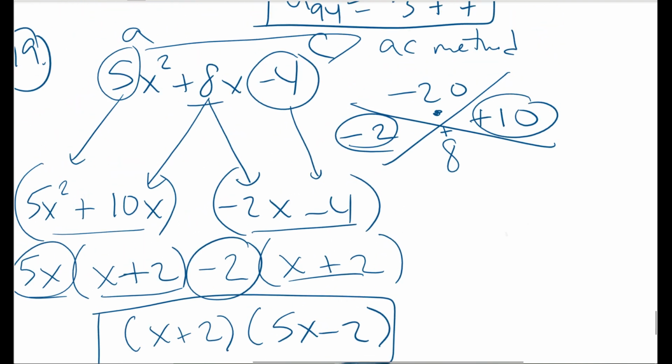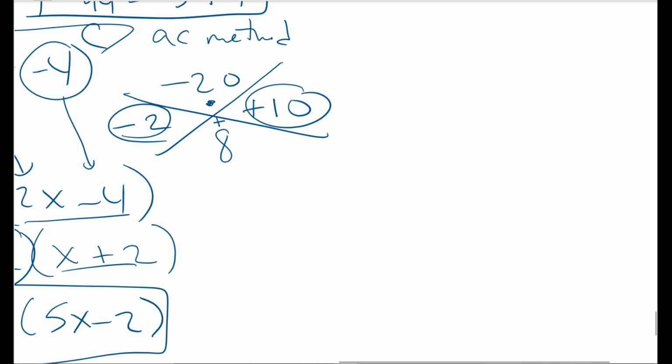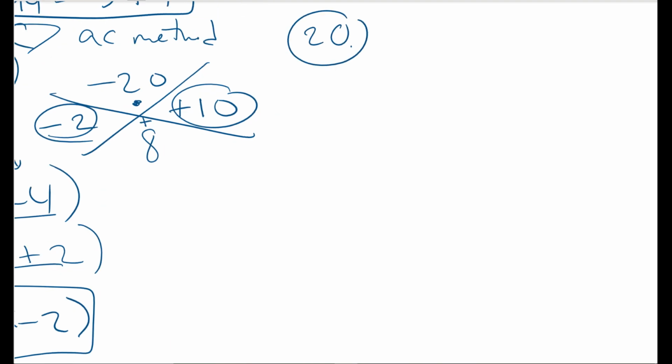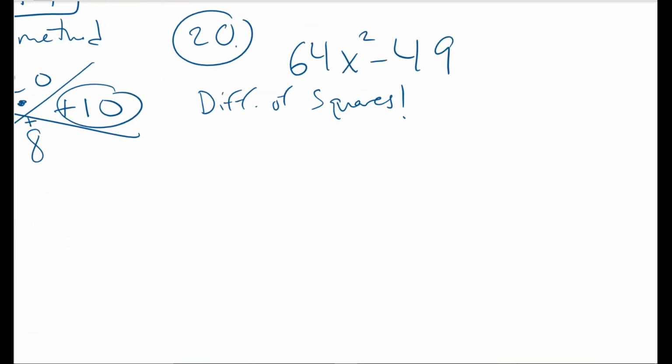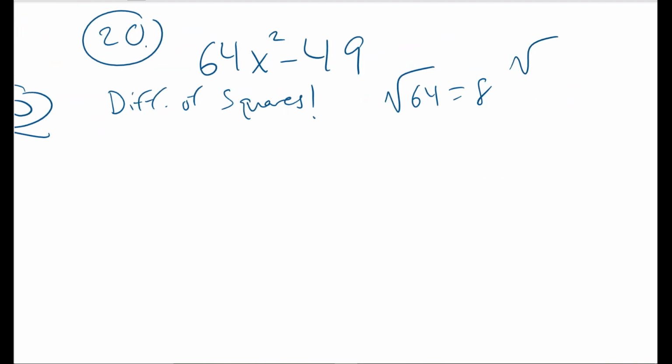All right, so let's switch gears to number 20. Number 20 is another factoring problem, and it's 64x squared minus 49. So this is actually a difference of squares. How do I know that? Well, I know that the square root of 64 is 8, and I know that the square root of 49 is 7. So I know that those are perfect squares.